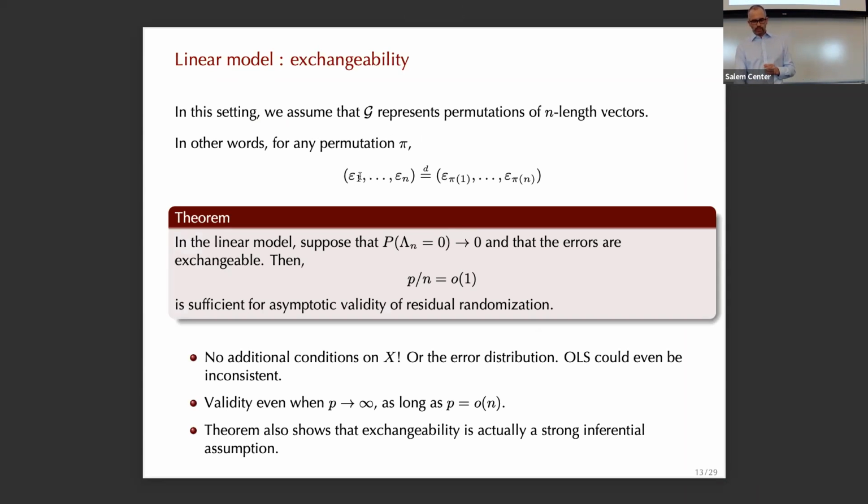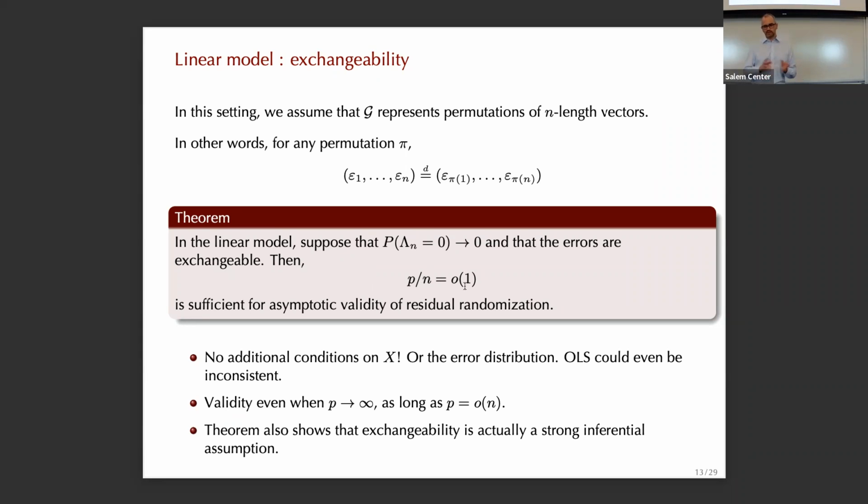Let's assume that the errors, if you permute them, have the same distribution. When you assume IID errors, you can also assume exchangeability. It turns out that in the linear model, assuming the errors are exchangeable, the only condition you need is that p, the dimension of the covariates, over n, the number of data points, is close to 0.